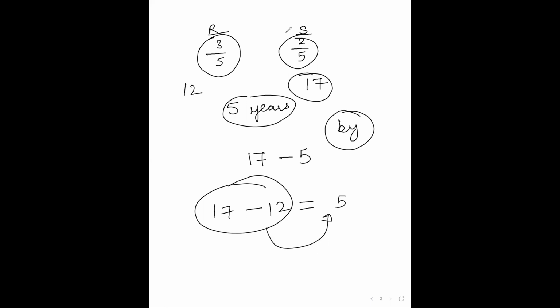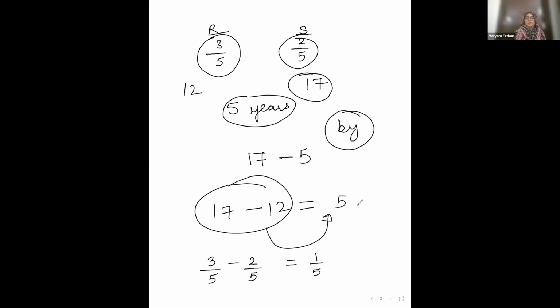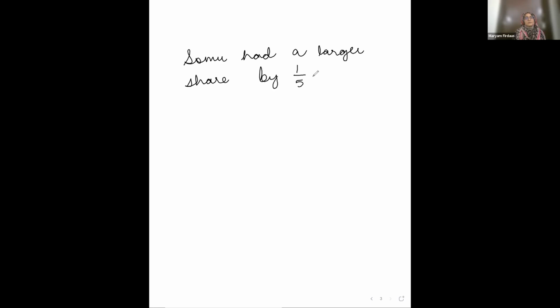We can do 3 by 5 minus 3 by 5 minus 2 by 5, and that is 1 by 5. So the proper way of wording this is Somu had a larger share by 1/5. Okay.